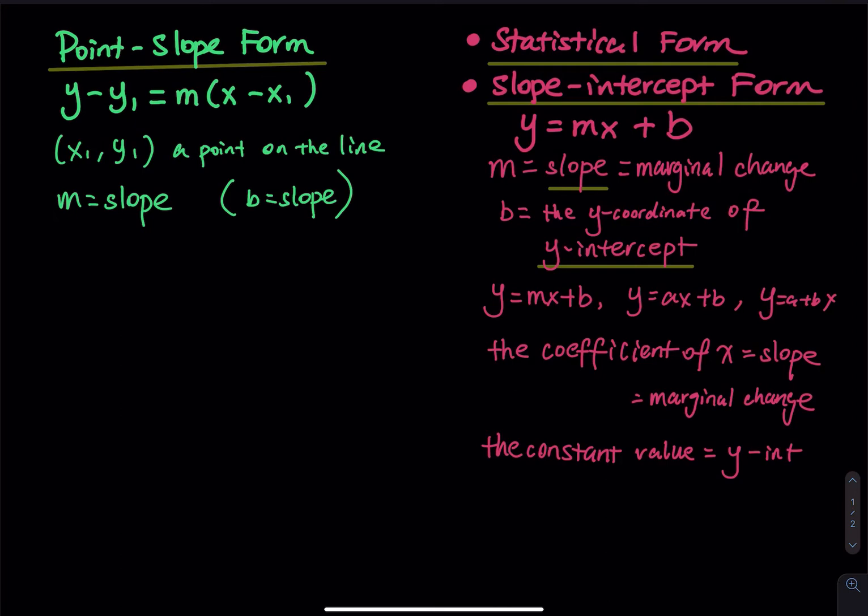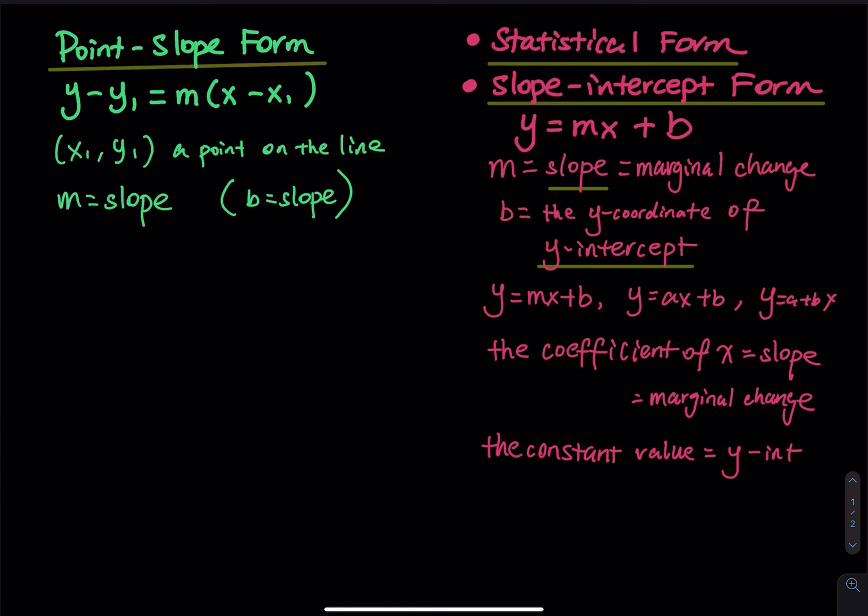Sometimes they use y equals ax plus b. Sometimes y equals a plus bx. It doesn't matter which one they use. All you have to know is the number attached to the x is the slope, and the individual number, the constant value, is the y-intercept. So y equals mx plus b, m is the slope, b is the y-intercept. ax plus b, a is the slope, b is the intercept. a plus bx, a is the y-intercept, b is the slope. Just keep in mind that the number right next to x is the slope, and the individual number, the one without x, is the y-intercept.